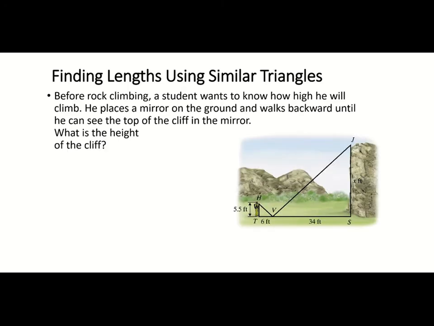All right, so here we have a rock climber, and he wants to know how high the cliff is he's going to climb. And so he places a mirror on the ground and walks backward until he can see the top of the cliff in the mirror. Something I would probably never think to do. It's very clever. So here's the mirror, and he knows he walks back 6 feet, and then he knows that the distance from the mirror to the cliff is 34 feet.